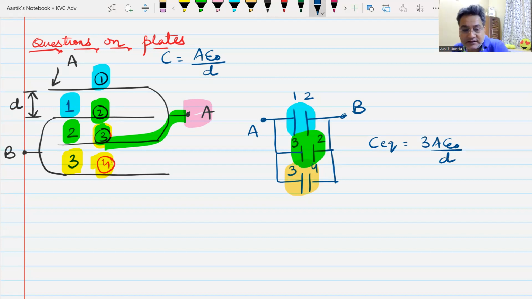Everyone understands how these are connected? Yes or no? Shall I give you the next question? Yes, sir.